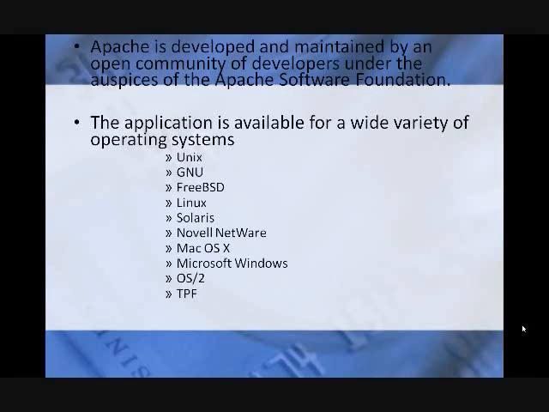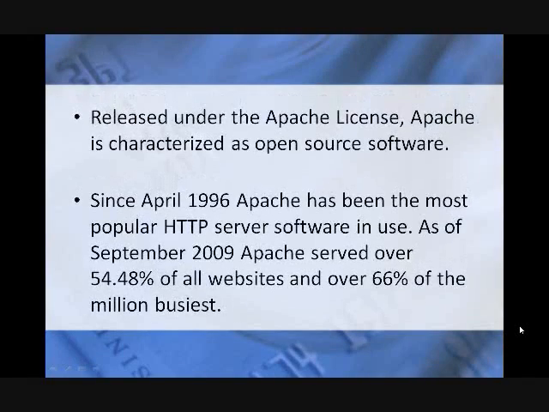Apache is developed and maintained by an open community of developers under the auspices of the Apache Software Foundation. The application is available for a wide variety of operating systems such as Unix, GNU, FreeBSD, Linux, Solaris, Microsoft Windows, and etc. Released under the Apache license, Apache is characterized as open source software. Since April 1996, Apache has been the most popular HTTP server software in use.